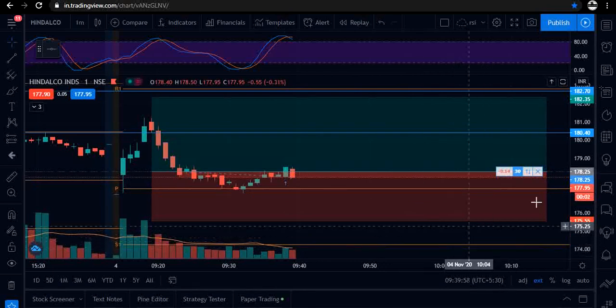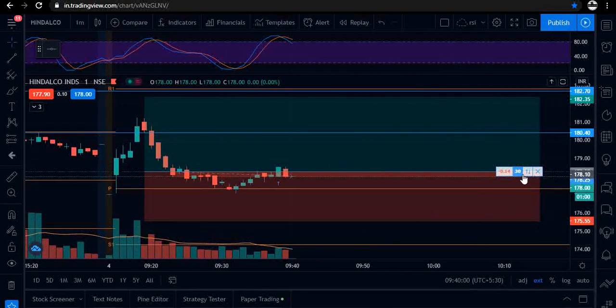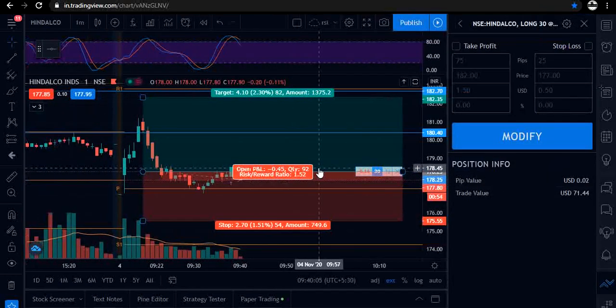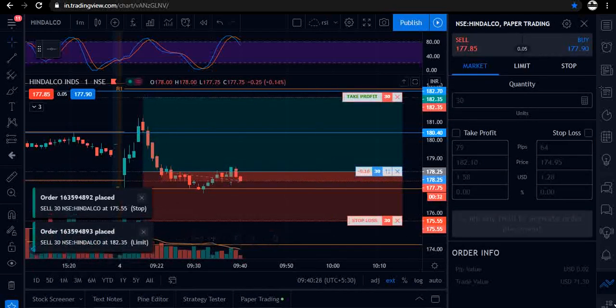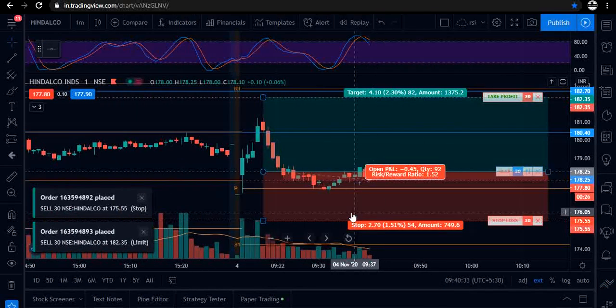So now what we have to do is that we will place our target and our stop loss. So our target is for 182.35 and our stop loss is for 175.55. Okay traders, so our target and stop loss has been placed.